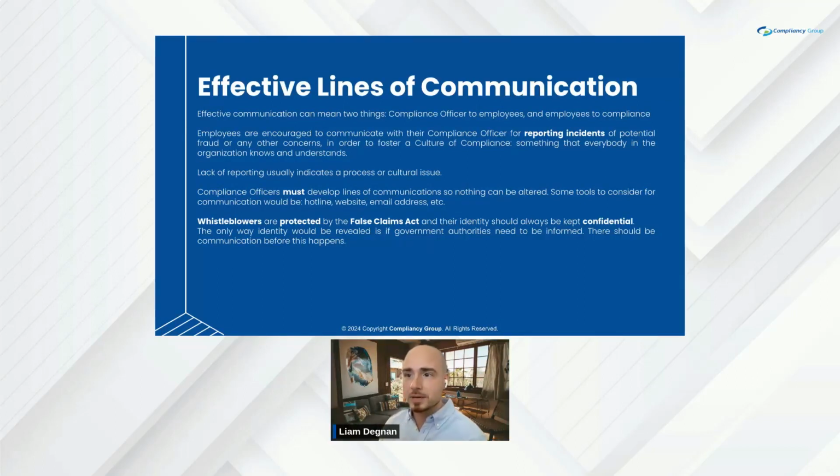Effective lines of communication is the next element, and this can really refer to 2 things. In my mind, this refers to compliance leadership's ability to communicate down to their employees, meaning that the things that are decided on at the top should have ways of disseminating that down all the way to entry-level employees, okay?